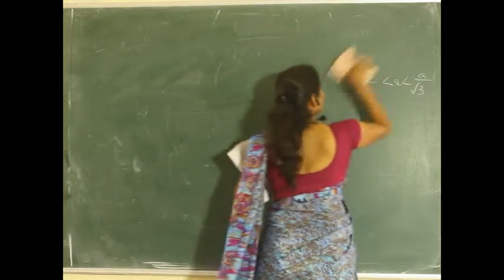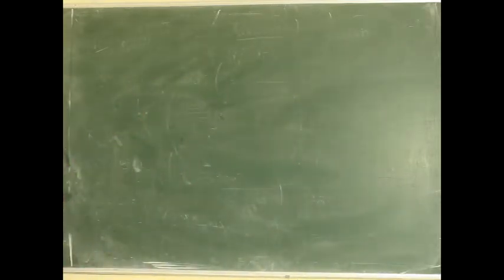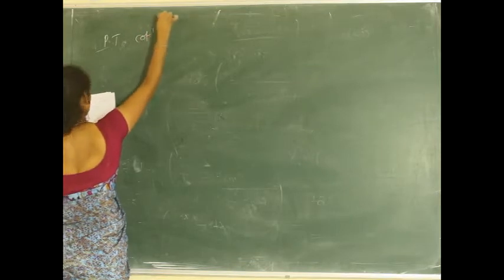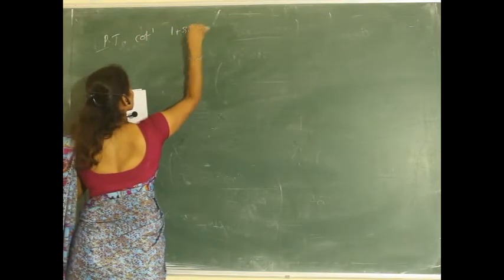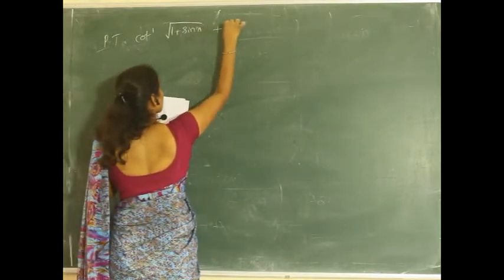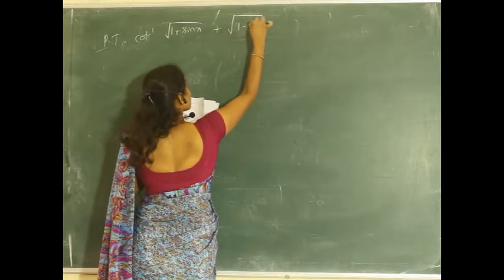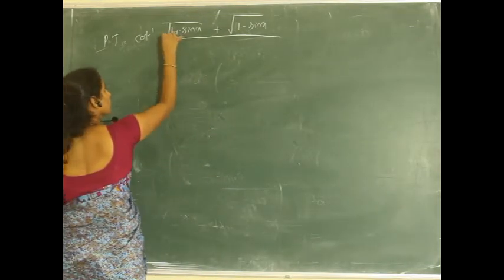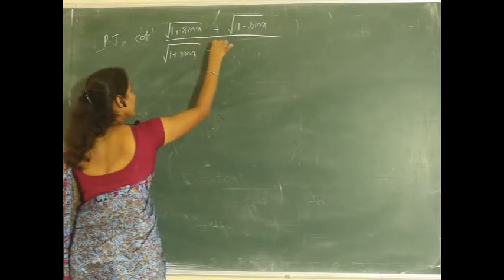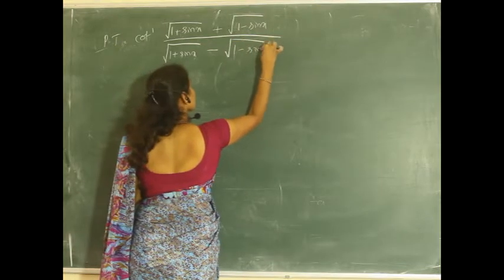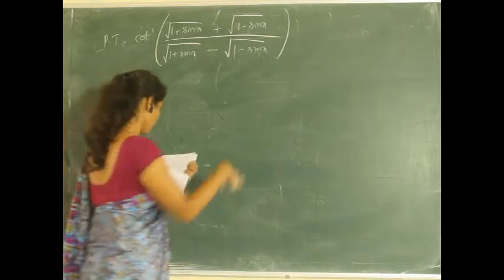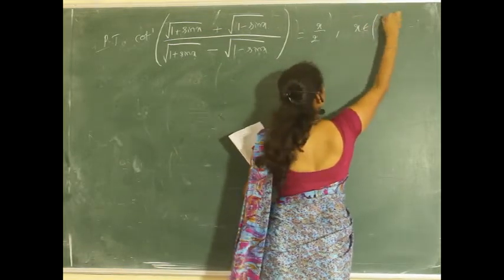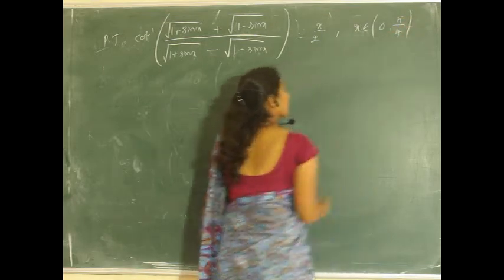Next problem will be, prove that cot inverse of root of 1 plus sin x plus square root of 1 minus sin x divided by root of 1 plus sin x minus square root of 1 minus sin x is equal to x by 2, where x belongs to 0 to pi by 4.